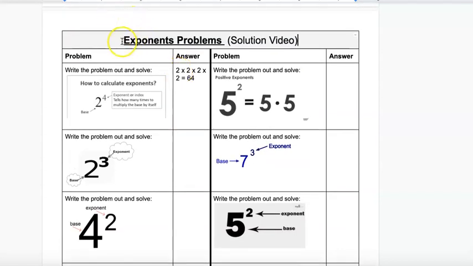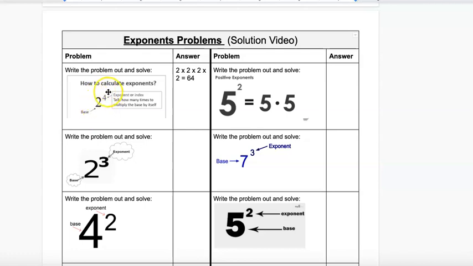Okay, so in this video we're going to be talking about exponent problems here. So remember, an exponent is just the number in the upper right corner next to another number. And we use the vocab base to talk about the bigger number and exponent to talk about the little number. And it just tells us how many times that we multiply a number by itself.